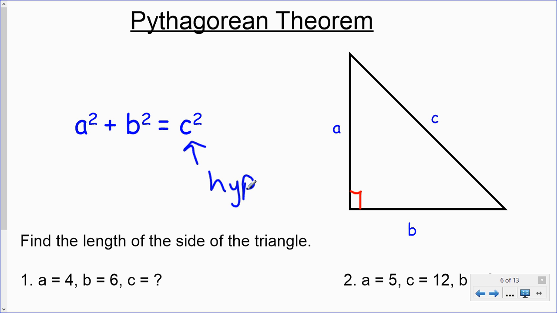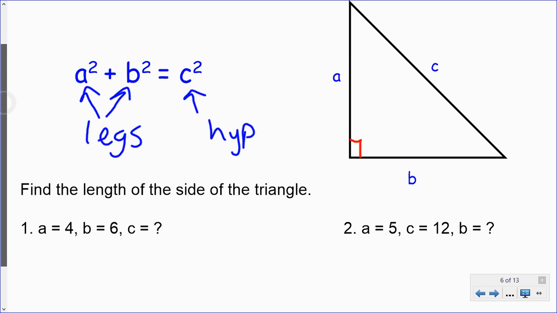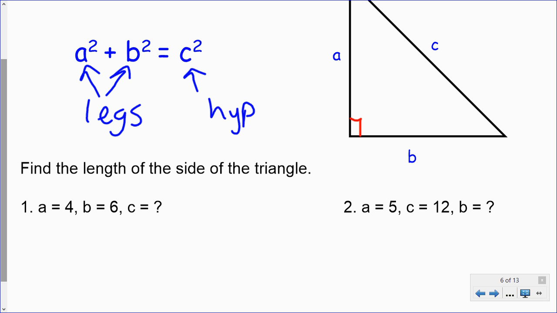A and b are the legs. And it's okay if you switch around A and B, but it's very important that you always plug in the hypotenuse for C. Okay, so there are really two different scenarios that could happen when you're using Pythagorean theorem. So if we look at number one, here we're given the legs and we're solving for the hypotenuse.